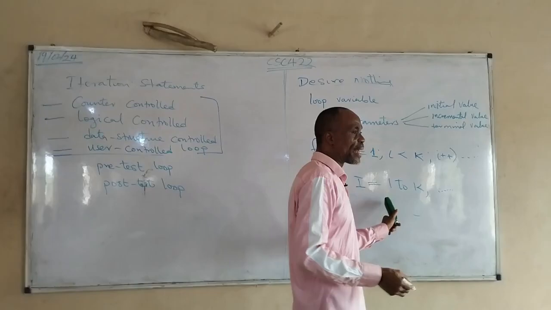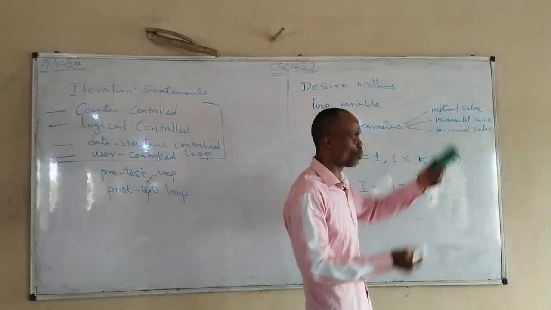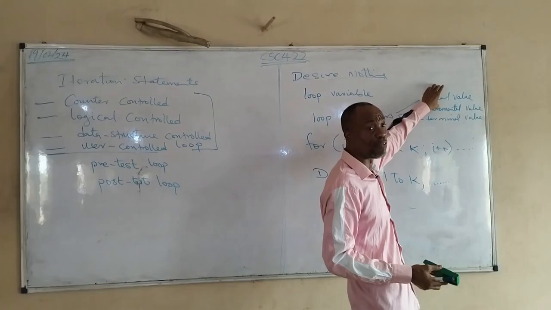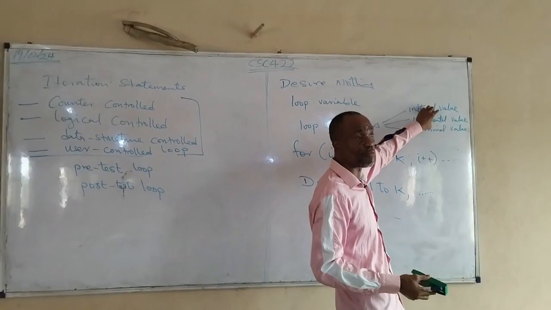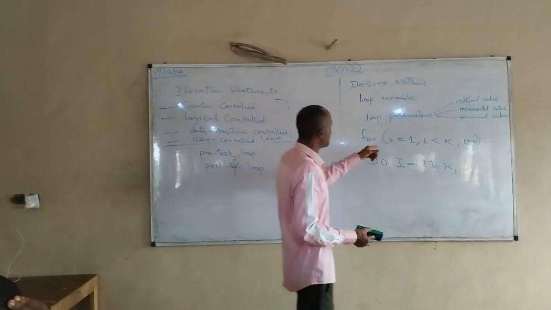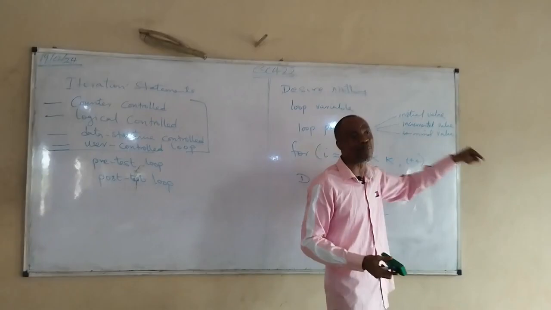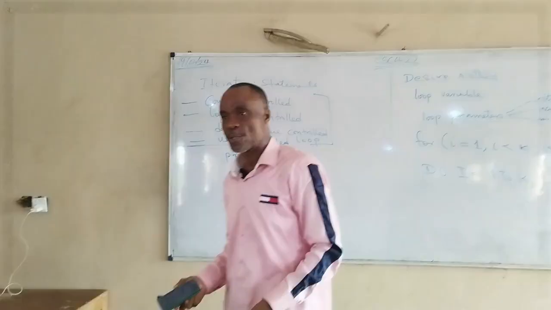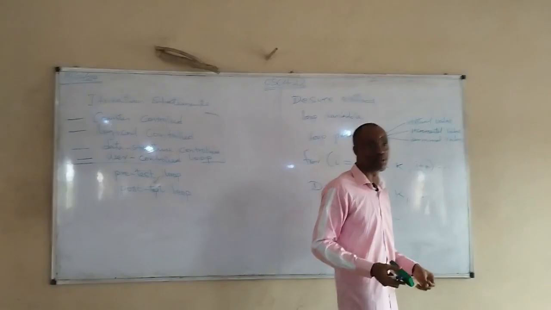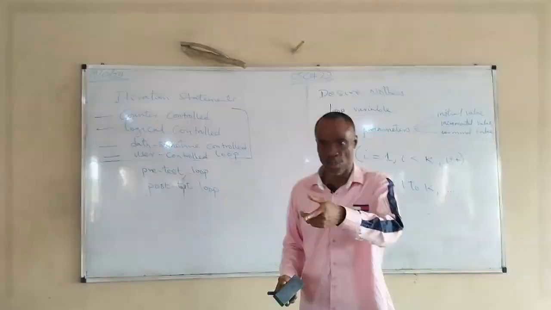But whatever is the case, look at the things you watch out for when you're learning any counter control loop. You must have a loop variable. That loop variable must be able to assume an initial value. You must specify the incremental value, and then the terminal value. When the loop variable cannot assume any value above the terminal value, that is when the loop stops. Because the terminal value, the initial value and the incremental value are known, it is possible to know the number of times the loop will iterate.